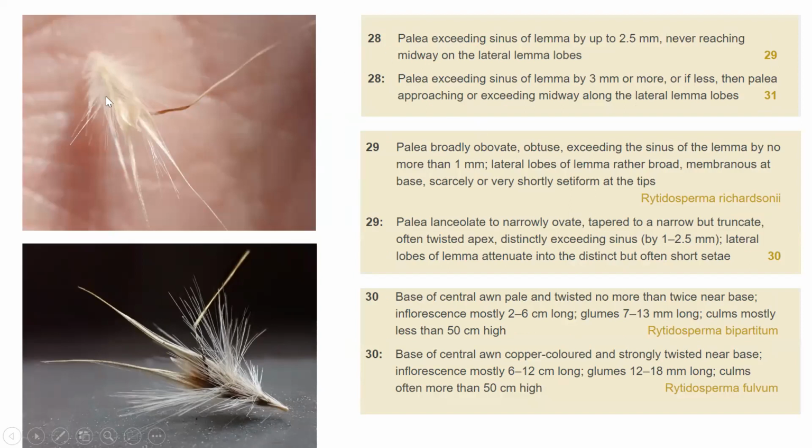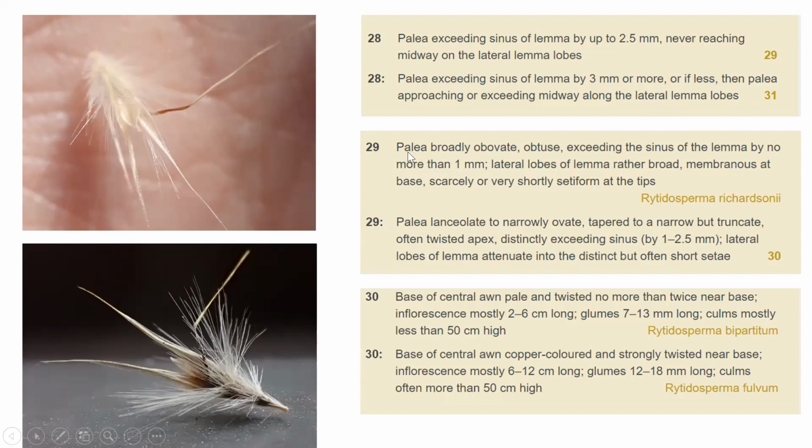Palea, so that's the bit that sits behind. Palea exceeding sinus of lemma by up to 2.5 mil, never reaching midway on the lateral lemma lobes. It's clearest in this bottom image: you've got your lateral lobes here, and that palea is not reaching halfway. That would be up about here. So that takes us to 29.